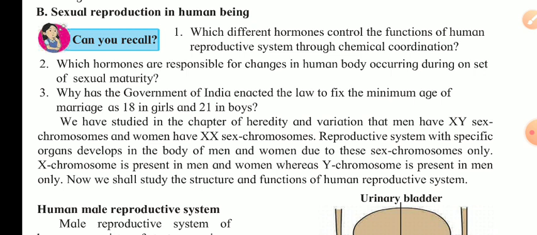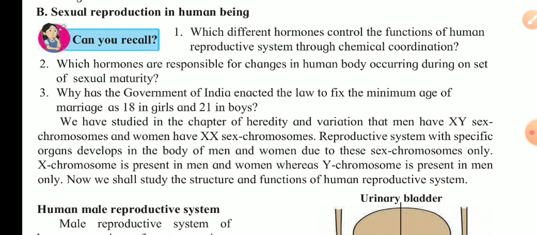When we talk about sexual reproduction in human beings, before that we should know about the human male reproductive system and female reproductive system. As we know very well, we have unisexual organs present in humans, and the reproductive system we have is totally different in both the genders, male and female.